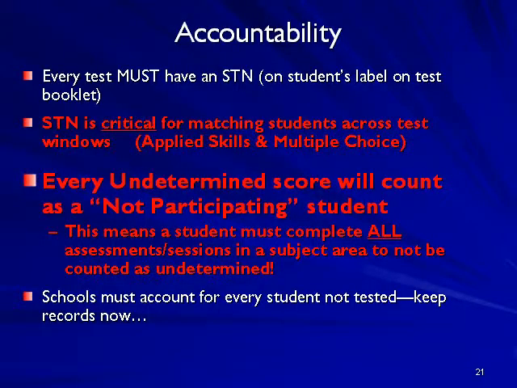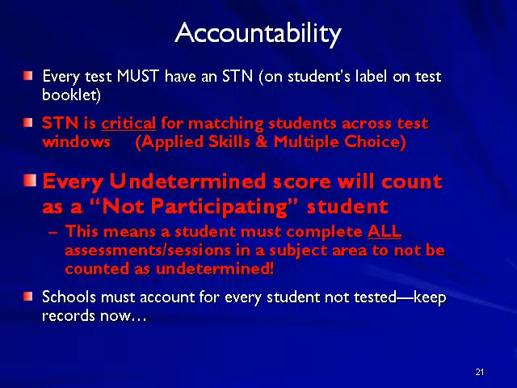Accountability. Students' applied skills scores and their multiple choice scores are matched, brought together based upon the student's testing number. That's why we're so careful about STNs and making sure that they are accurate. And for most students, that will be on their student label on the test booklet. There are some students that we have to bubble all of that in.